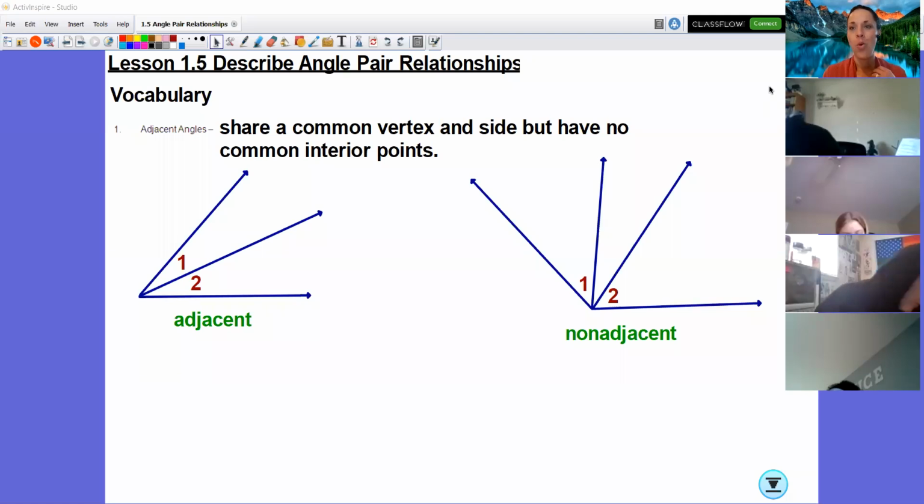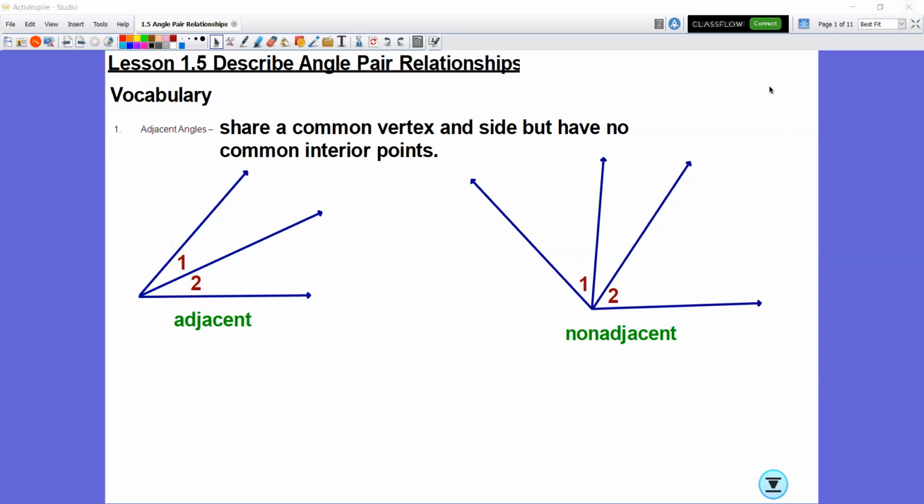All right, some more vocabulary, because I cannot stress how important it is to know the words that are coming out of my mouth. Adjacent angles are like your neighbor, okay? So here's a visual example of what an adjacent angle looks like. They have a common vertex.